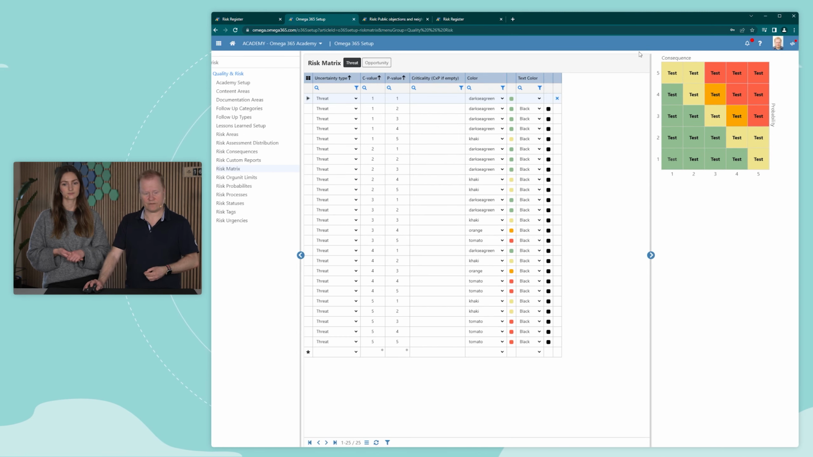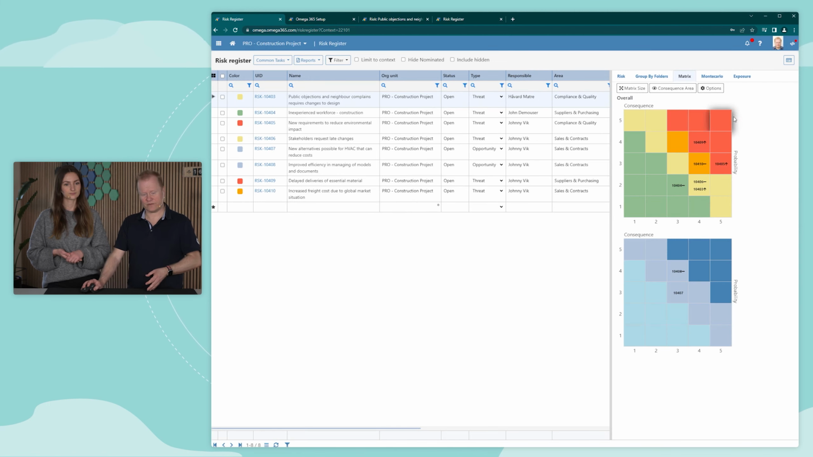You can see that we can define the matrix with the different colors. We can have, like in this case, 5 times 5. It could be 6 times 6, 4 times 4, whatever. And we have the consequences and the probabilities, then setting the colors for these different values that one selects. And if we go back to the risk register, you will see that these risks are then plotted into this matrix, both the threats and the opportunities.